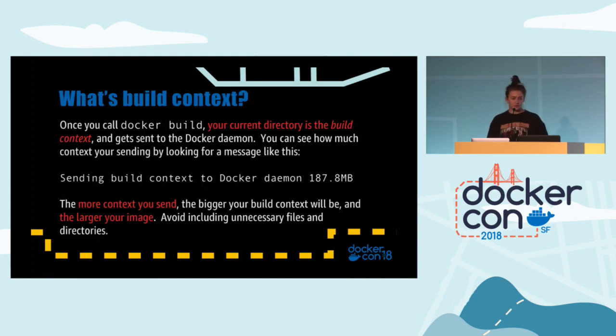So what's build context? When you call Docker build, your current directory is the build context, and that's what gets sent to the Docker daemon. You can see how much context you're sending by looking for that build context message. In this case, I'm sending 187 megs and change. The more context that I send, the bigger my build context will be and the larger my final image size will be. So avoid building in directories that have tons of extra files or junk in them. Build context is important.